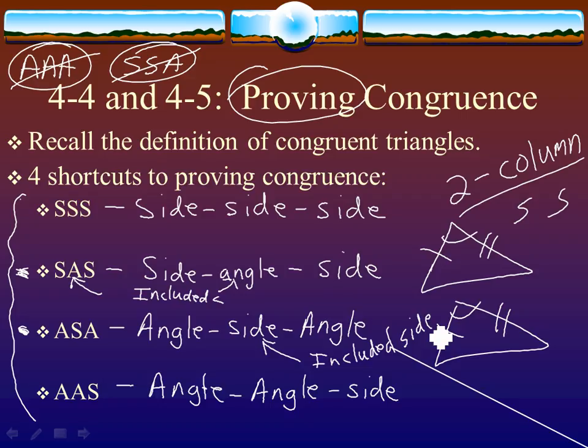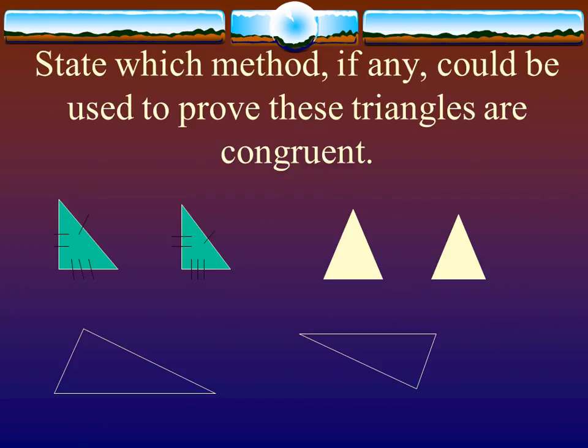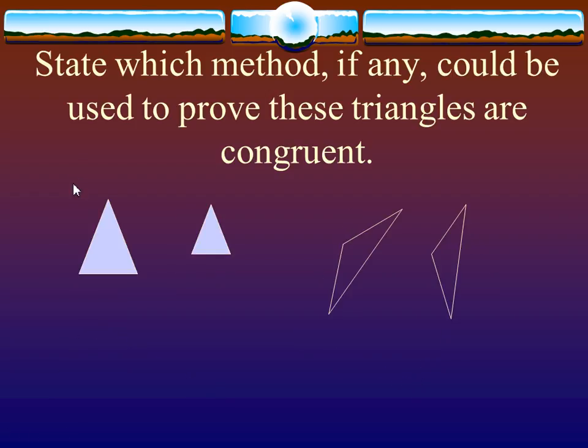Now, it doesn't make as much difference on this one, because if the side's not between the two angles, then it ends up working with angle, angle, side anyway. Included just means between. So it has to be the angle that's between the two sides that you know, or the side that's between the two angles that you know. Tristan, that make any sense? That? I couldn't hear you. What could you use on this first one to show these two triangles are congruent? Side, side, side.